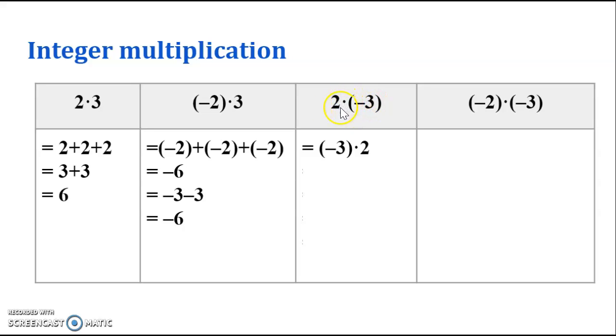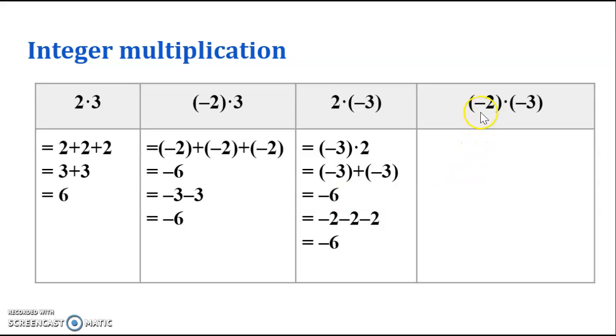However, we do know that multiplication is commutative. By that I mean, like, you know that 10 times 2 is same as 2 times 10, right? So I can just swap this and say that it's -3 times 2. It's the same as that, which is basically a repeated addition of -3 twice, which just becomes -6.